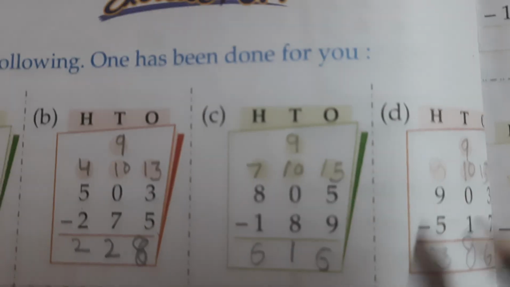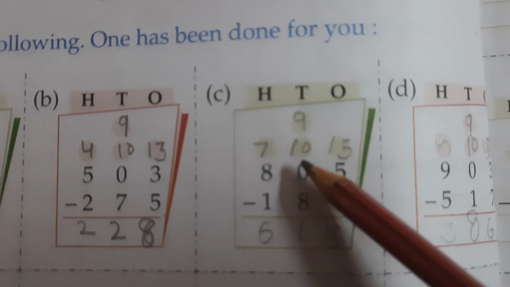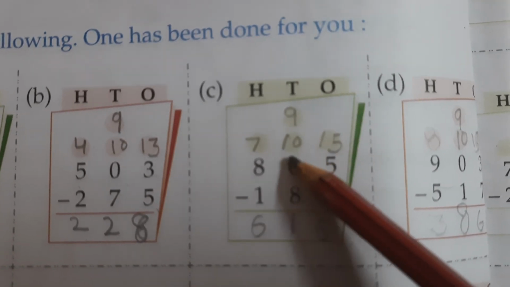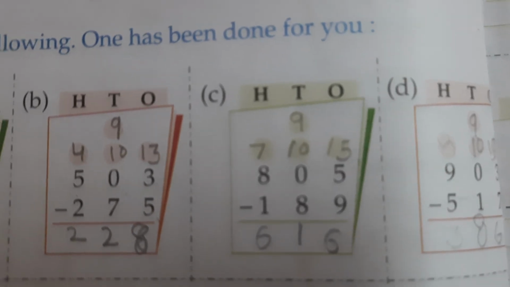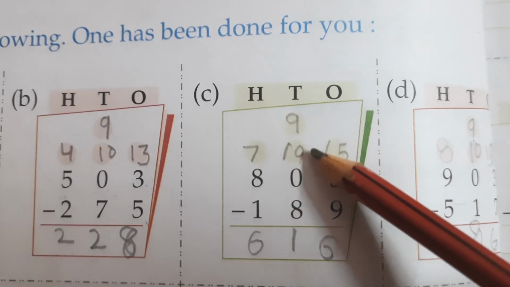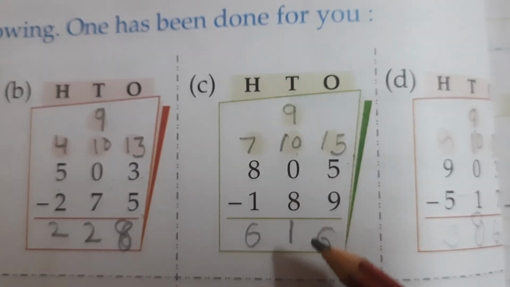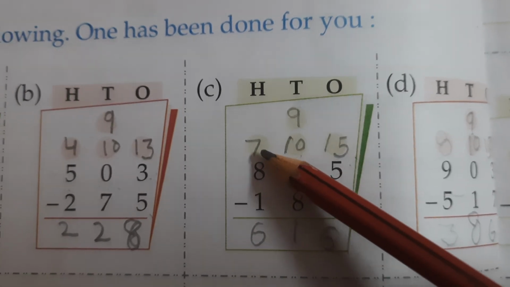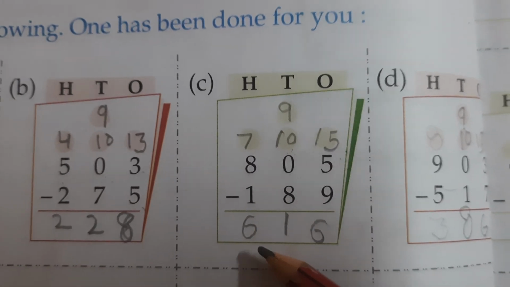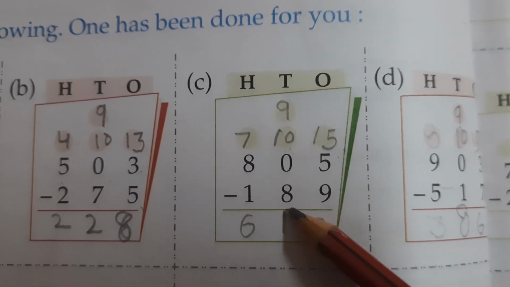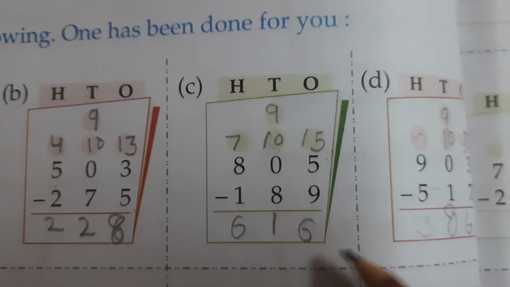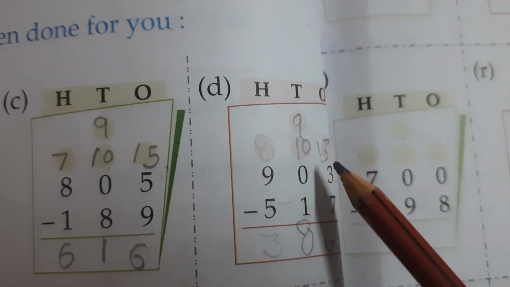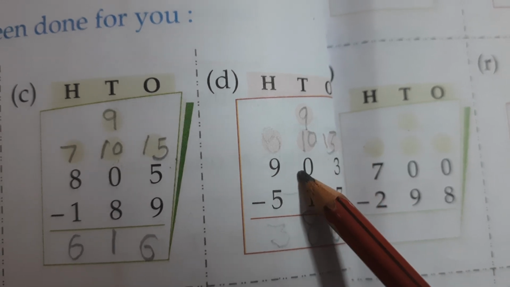Okay, now this one, we will borrow from here. This becomes 10. We will borrow from here. This becomes 15. 15 minus 9 is equal to 6. Now this becomes 9. 9 minus 8 is equal to 1. This becomes 7. 7 minus 1 is equal to 6. Okay, when we minus 189 from 805, we get 616.